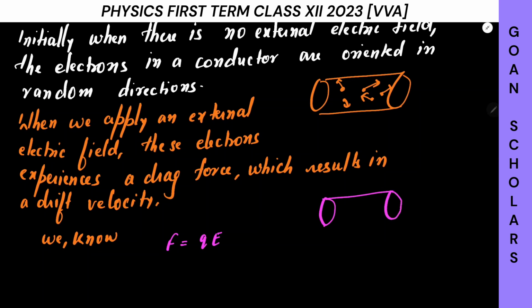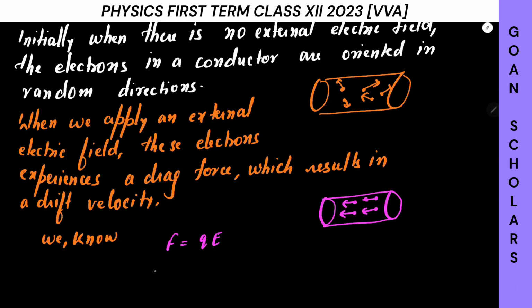Now the conductor will have, in the presence of an external field, all these electrons aligned in the direction of the external field, correct? So this is in the presence of the field and that is in the absence of an external field. Be very careful, we are talking about an external field because the internal field is 0 for a conductor, right? So here, due to an external field, they experience a force which is given by this.